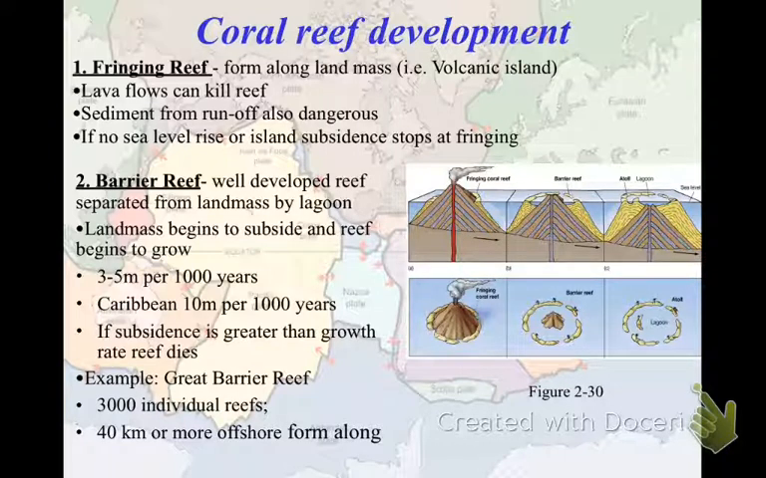As the reef subsides with the island, the animals grow on top of each other, about 3 to 5 meters per 1,000 years, and this pushes them back up into the sunlight that they need for their photosynthetic algae. The barrier reef is a very common one. It's got a small island in the middle, and it's surrounded. Really common in the Indo-Pacific, and the Great Barrier Reef in Australia is an example of a barrier reef. They can be absolutely ginormous.